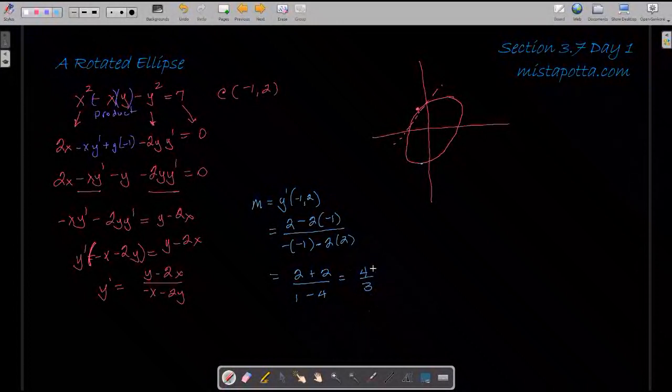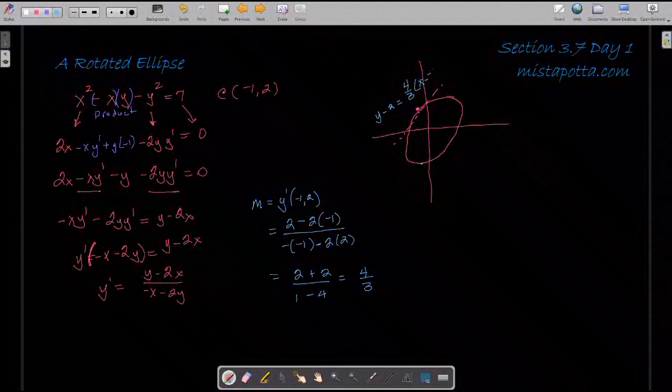And so since my slope is this 4/3, the equation of this line is going to be y minus 2 equals 4/3 times x minus a negative 1. And that describes this line here.